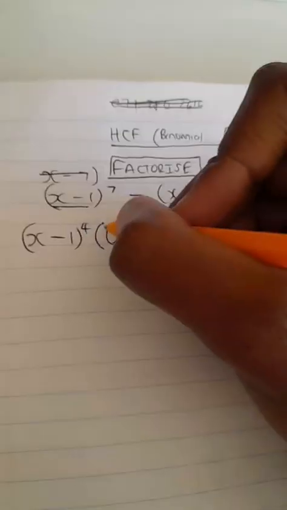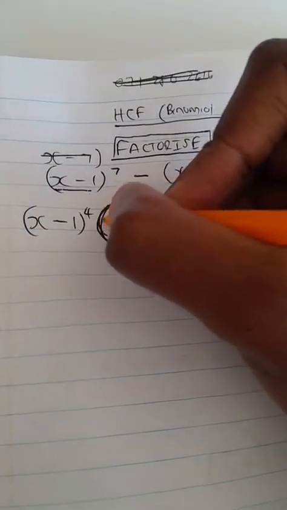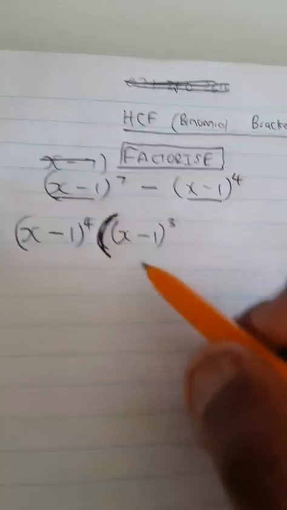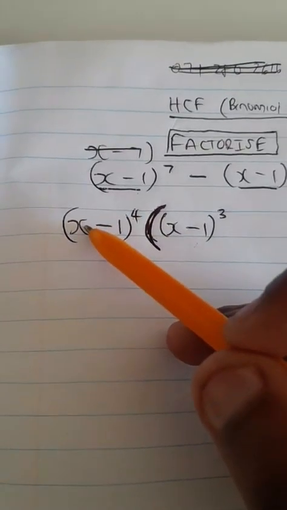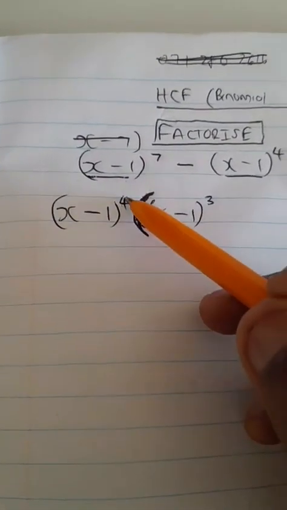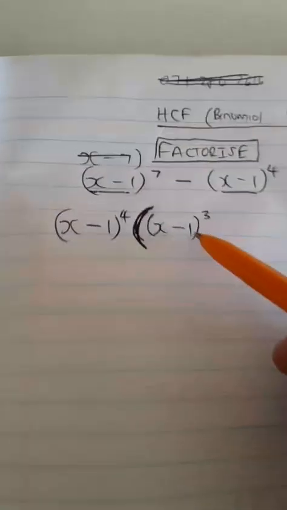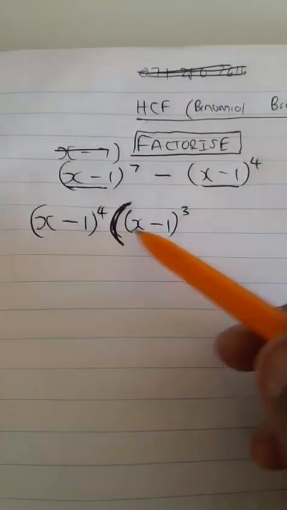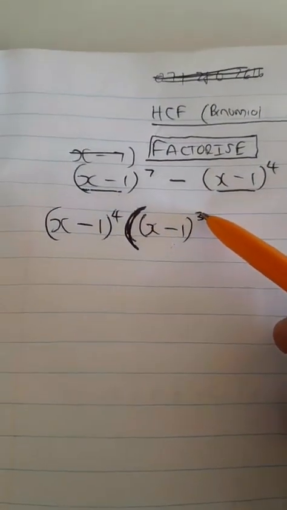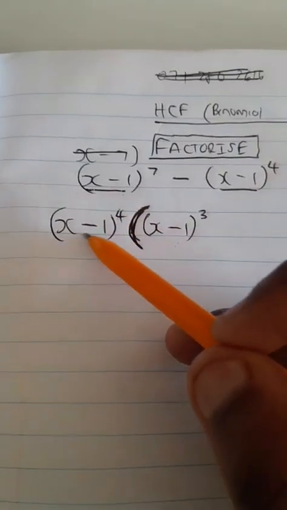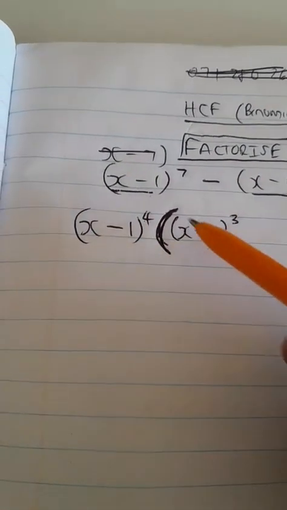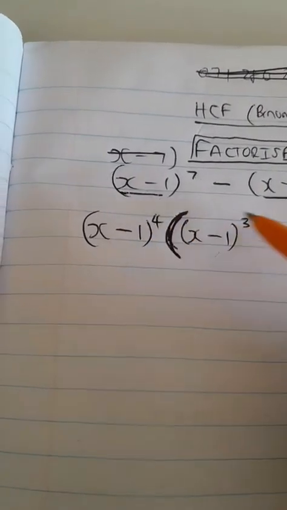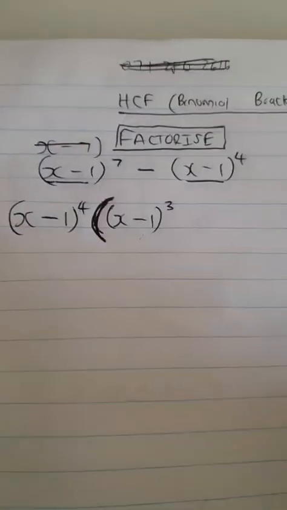Are you with me? So I open a bracket. This major bracket is for what I'm going to house inside. But remember, because it's a binomial expression raised to the power 4, that is my highest common factor, then obviously what is left is x minus 1 to the power 3. Right? Because these bases are the same. When the bases are the same and I'm multiplying, I keep the base, I add the exponent. So 4 plus 3 will give me back the 7.